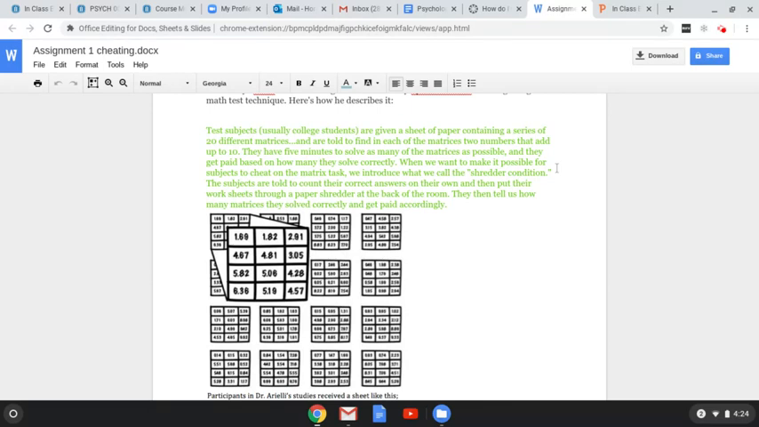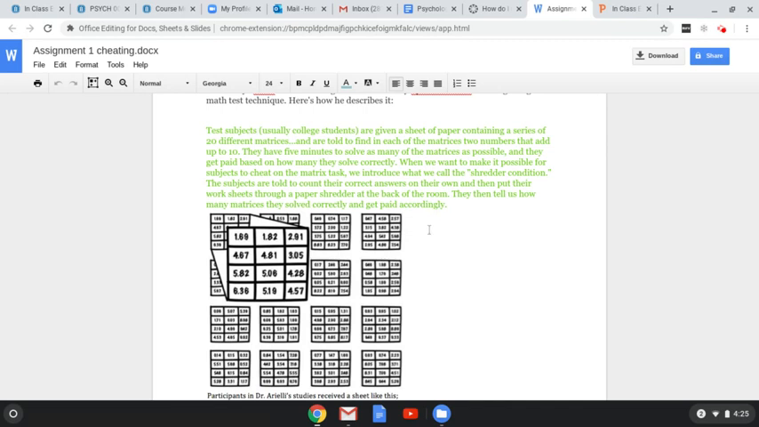When we want to make it possible for them to cheat, how do we do that? When we want to make it possible for subjects to cheat on the matrix task, we introduce them to what we call the Schroeder condition. In this case, the subjects are told to count their correct answers on their own, then put their worksheets, their evidence, through a paper shredder at the back of the room. At this point, they're on the honor system. They then come up and tell us how many matrices they solved correctly, and they get paid accordingly.